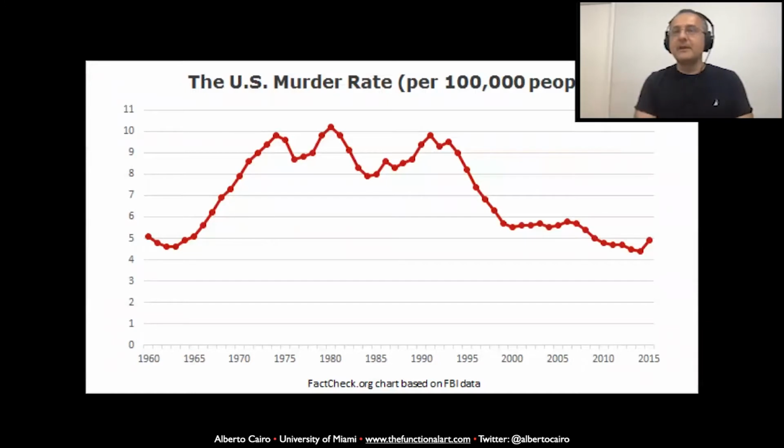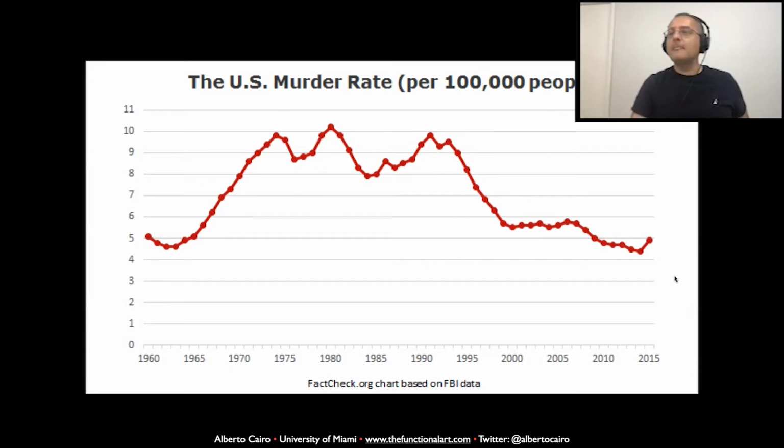Quick example. In the United States, we see this type of graphic constantly, the murder rate in the United States, right? The murder rate went up during the 70s and the 80s, came down during the 90s, stayed more or less the same in the 2000s and 2010s. And then beginning in 2014, the murder rate has begun increasing again, and it has continued increasing. If we extend this line towards the present, the line continues increasing.